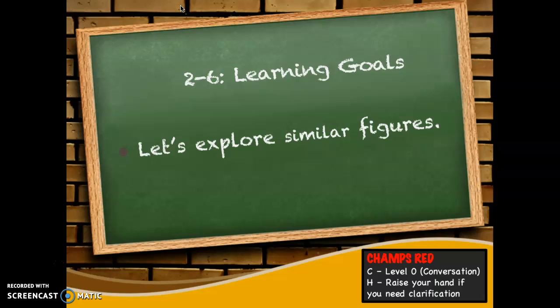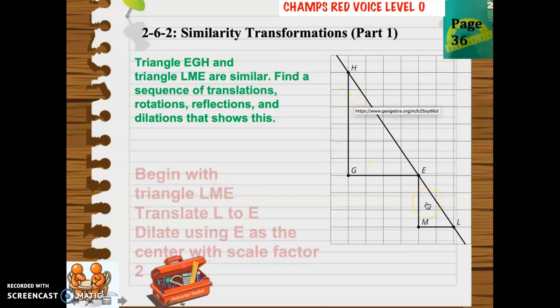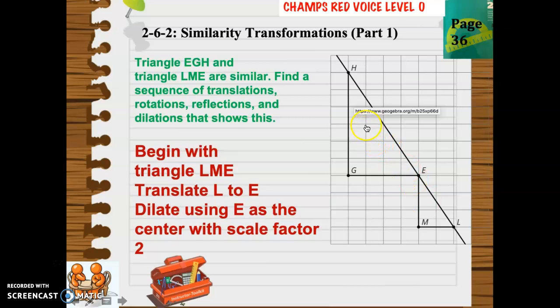Today's learning goals was to determine if they are similar figures. A few things that you want to understand is, 1, you need to find the transformation that occurred. And that means rotation, reflection, or translation. And then what was the dilation? In this case, I can see one triangle and then the other. Therefore, I can determine that this one, LME, translated up, and then it's a scale factor 2.